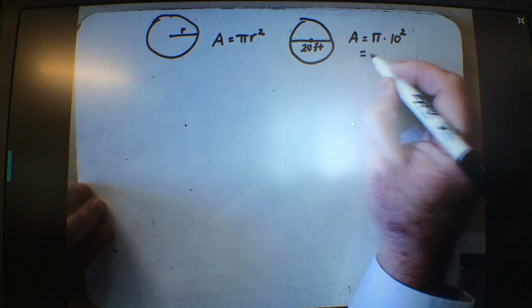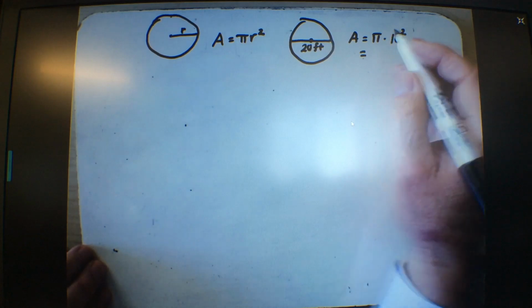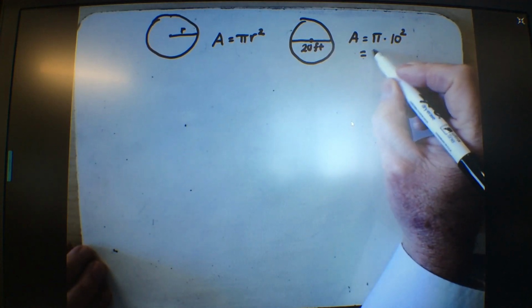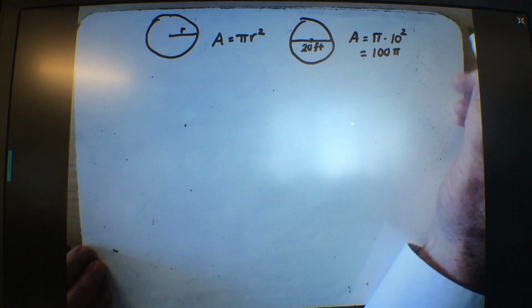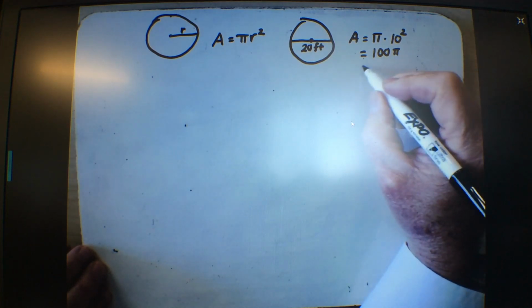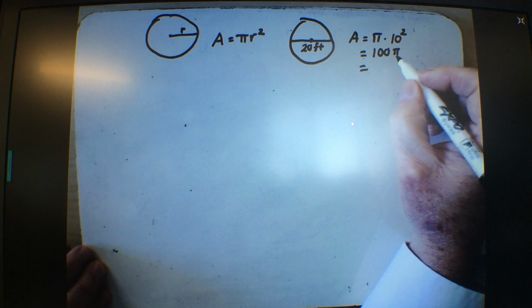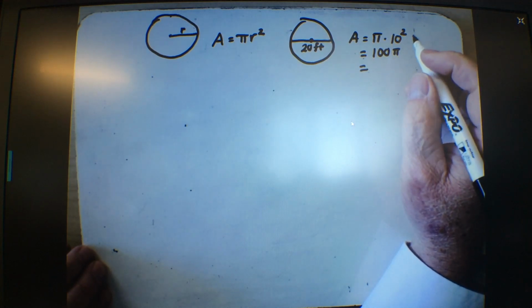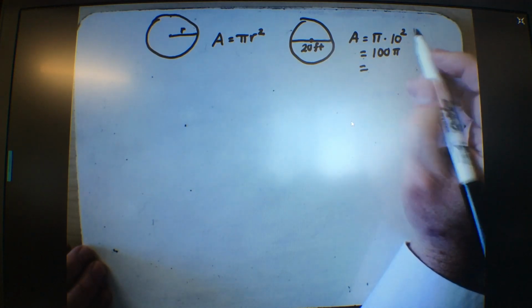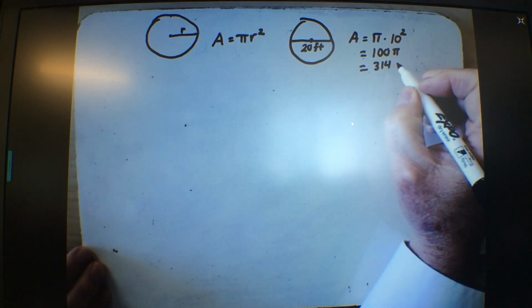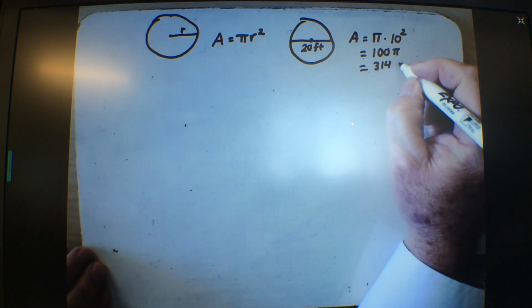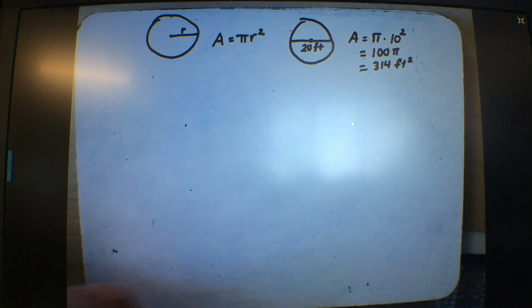Be careful, okay? Now there are 2 types of answers. Sometimes they accept this as an answer, 100 pi. I've seen that on tests, 100 pi. But we're going to take 100 times 3.14. You don't need to multiply that out because it's times 100. You can move the decimal 2 places to the right. So it's approximately 314 square feet, okay?